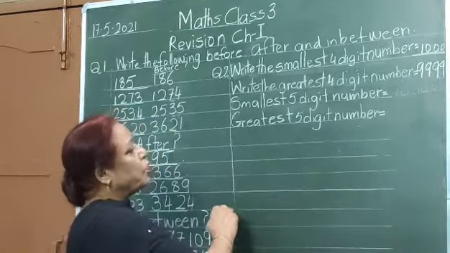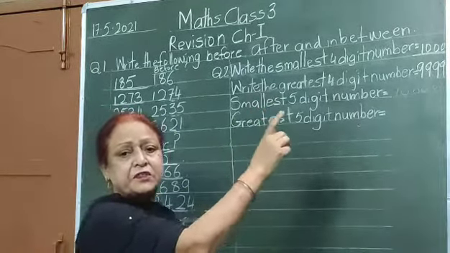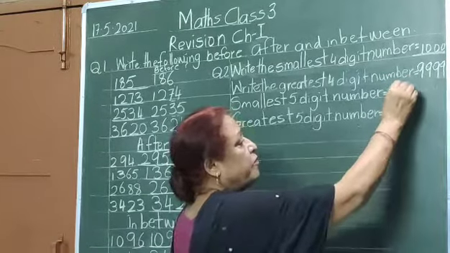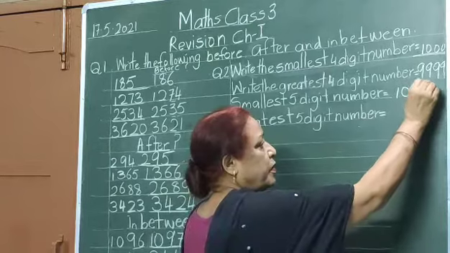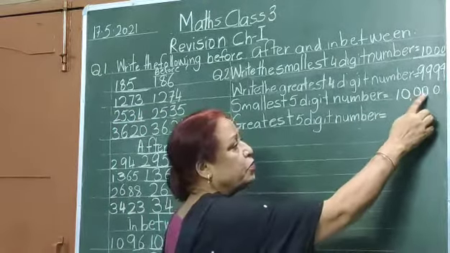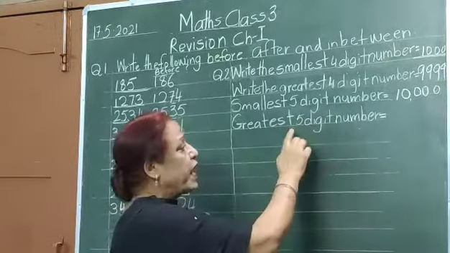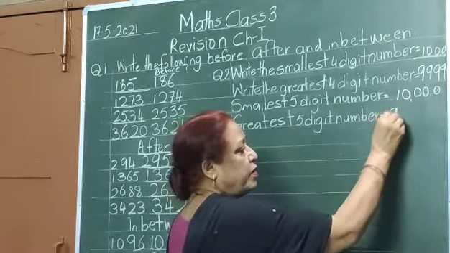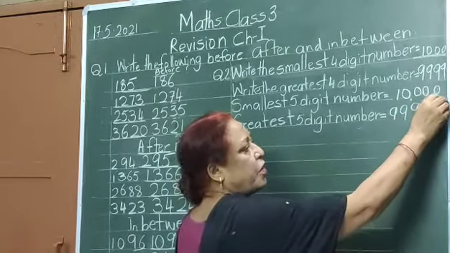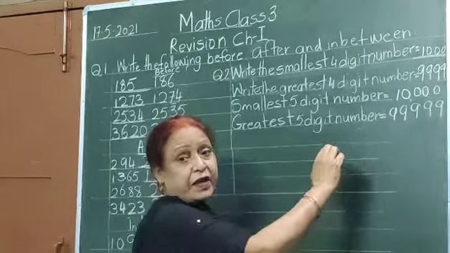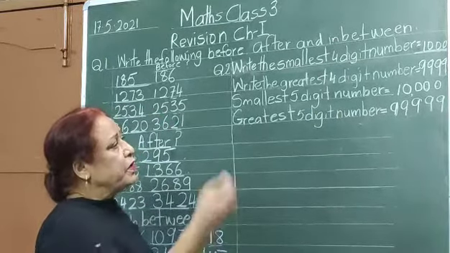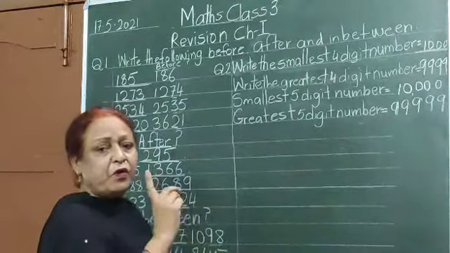Okay. Now, the smallest 5-digit number. How many zeros did I tell you at that time? 10,000. Put a comma here. 4 zeros are here: 1, 2, 3, 4. Now, how many 9s will come in a 5-digit number? 99,999. How many 9s are there? 1, 2, 3, 4, 5 9s. Have you understood, children? Like that, we did the 3-digit number: 2 zeros will come. In a 1-digit number, only 1 zero will come.